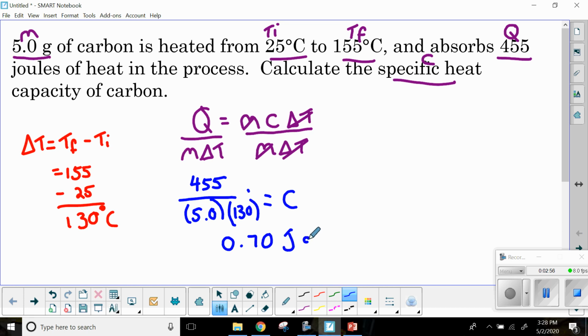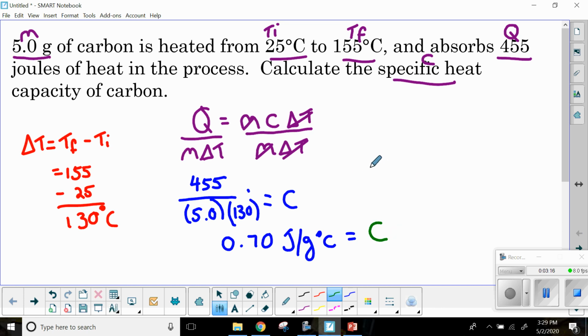joules per gram degrees Celsius, remembering that that is the units for specific heat. How much heat is needed to raise 1 gram of this 1 degree Celsius? And the answer is 0.7 joules. And that's going to be the specific heat capacity of C.